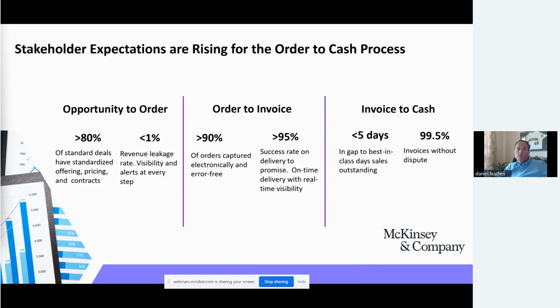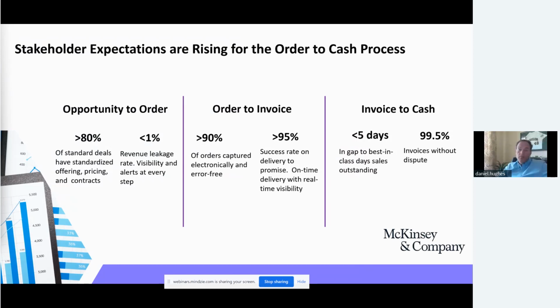Order to invoice is also very important. Companies would like today the standard to be greater than 90% of their invoices captured electronically, delivered electronically, and without errors, and having a 95% on-time delivery rate, and not just on-time delivery, but perfect on-time delivery, not delivering more or less than was promised.